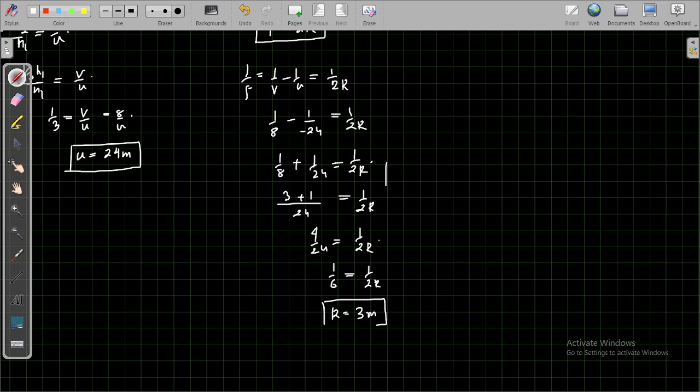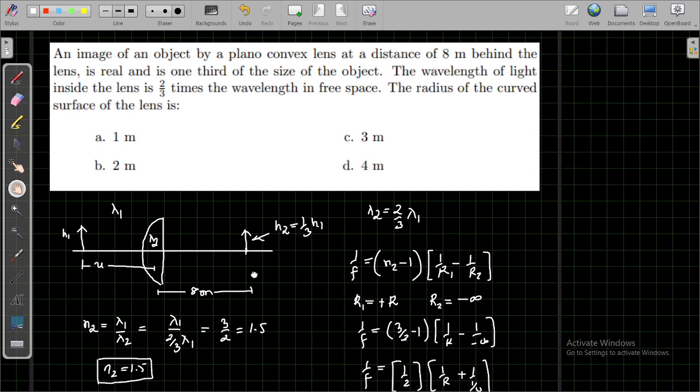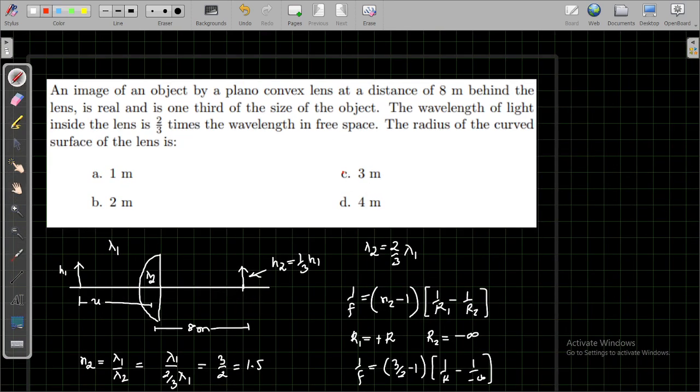So the radius of curvature of the plano-convex lens, the curved surface, is 3 meter. So that would be your answer.